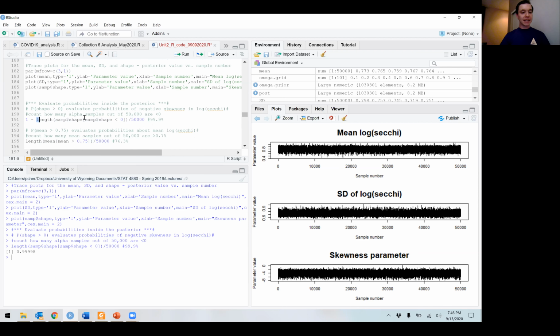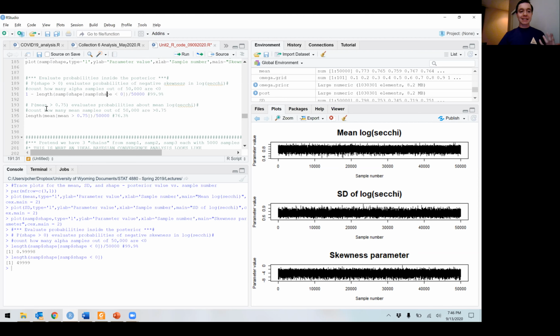How many times do I observe a negative shape parameter out of 50,000? It is actually 49,999. Only the one time, and you can see it on the screen, this one time that I observe a positive shape parameter.